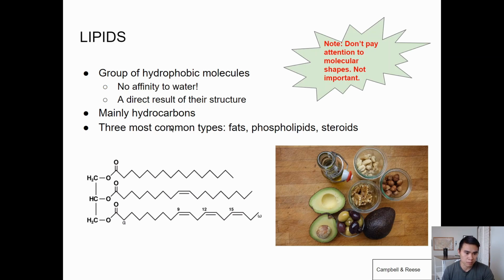The reason is that they're mainly hydrocarbons. If you look at these chains right here, this is essentially a hydrocarbon, and that point right there is a carbon. They don't show the hydrogens bonding to it, but there are hydrogens bonded to that. So there's a carbon, carbon, carbon, carbon, carbon, carbon, a bunch of carbons together, and then hydrogens are attached to those carbons. The three most common types are fats, phospholipids, and steroids. We're going to be talking about each one of these. And here's a picture of some lipids.